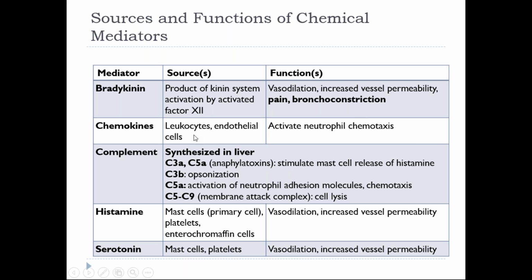Chemokines are derived from leukocytes and endothelial cells, and they activate neutrophil chemotaxis. Because of that, neutrophils will migrate to the site of acute inflammation. Complement is synthesized in the liver, and the complement products C3a and C5a, otherwise called anaphylatoxins, stimulate mast cell release of histamine. Whereas C3b will do the opsonization. The C3b component will target the bacterial cell wall and make it tasty for the phagocyte to eat. C5a will cause activation of neutrophil adhesion molecules and chemotaxis, whereas C5 to C9 will form the membrane attack complex and cause cell lysis. Histamine and serotonin we already discussed.